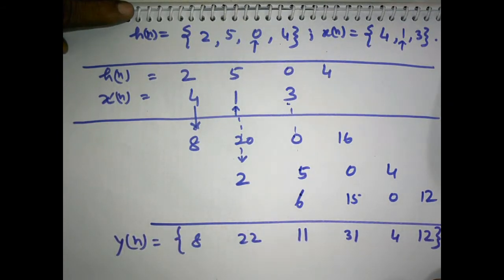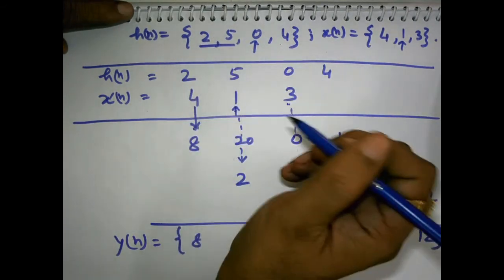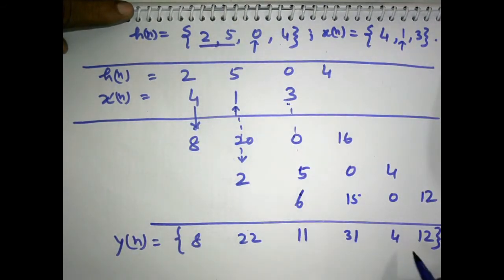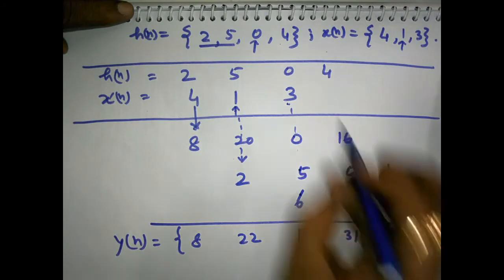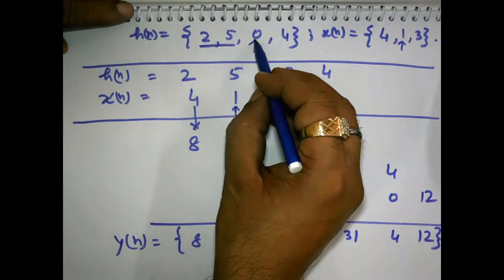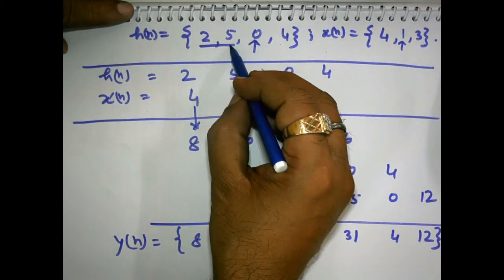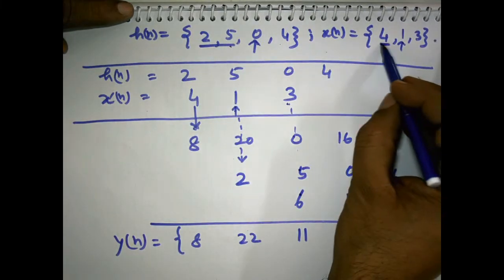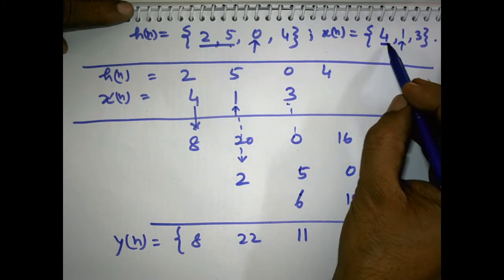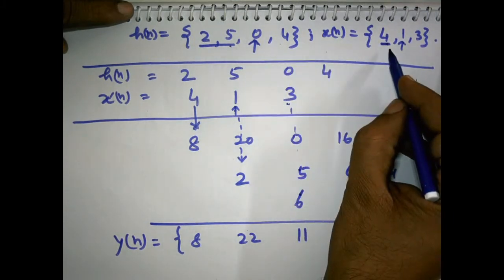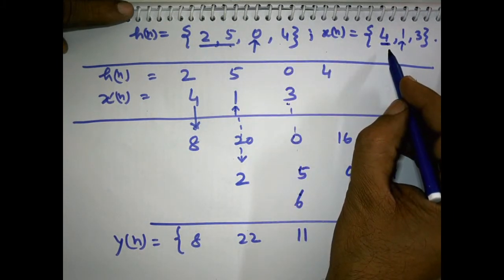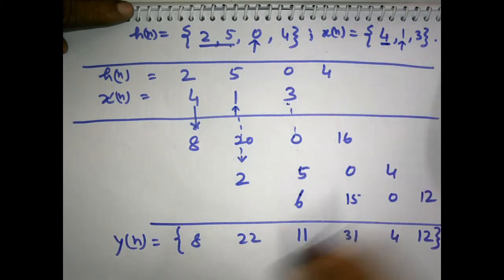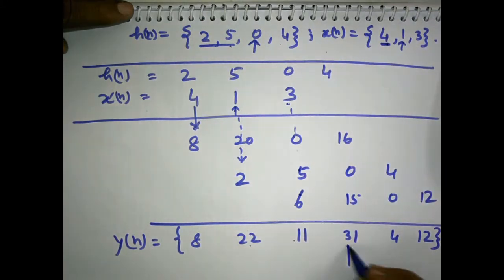Okay. Now, what is the starting index of Yn? Where will be the starting origin point of Yn? Just before the origin point of Hn there were 2 samples, and before the origin point of Xn there was only 1 sample. So, total in Yn there should be 3 samples before the starting point. So, just after 3 samples there will be the starting point.